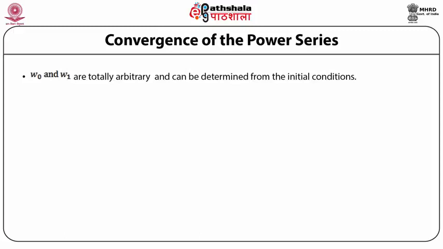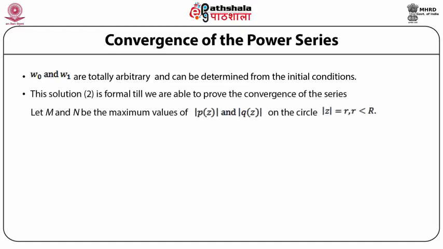Here, c0 and c1 are totally arbitrary and can be determined from the initial conditions. So, the computed power series solution given by equation number 2 of the differential equation is formal till we are able to prove the convergence of the series. Thus, let M and N denote the maximum values of modulus of P(z) and modulus of Q(z) on the circle defined by mod of z equal to small r, where small r is less than capital R.